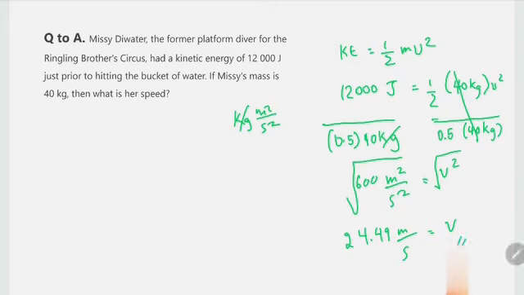Okay, that's all for kinetic energy. The next one will be about mechanical energy.